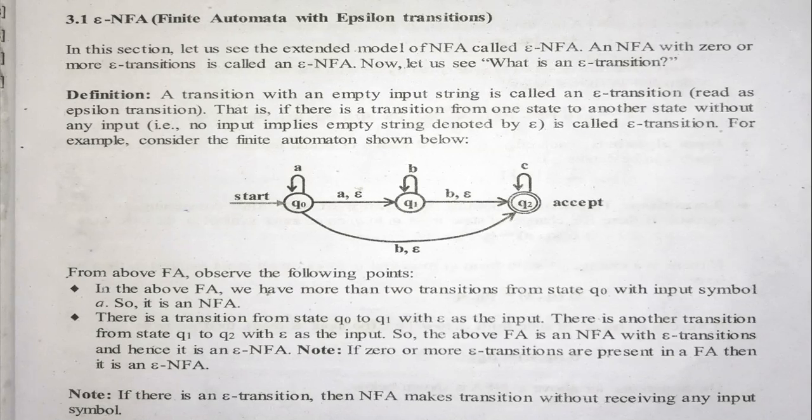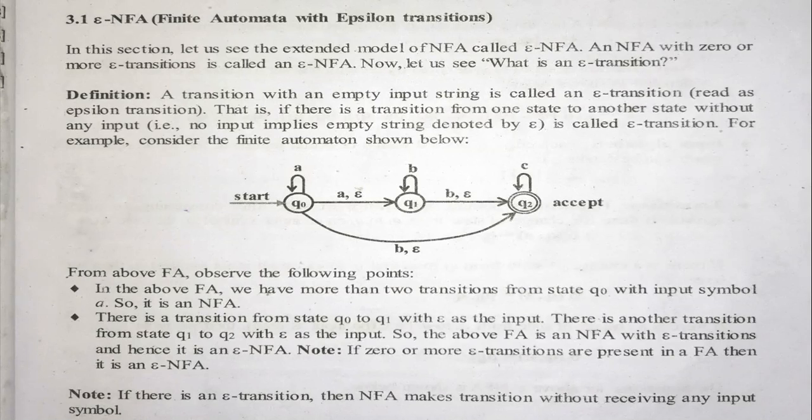Clear? So in this session, let us see the extended model of NFA called epsilon NFA. An NFA with zero or more epsilon transitions is called an epsilon NFA. Now let us see what an epsilon transition is. A transition with an empty input string is called an epsilon transition.